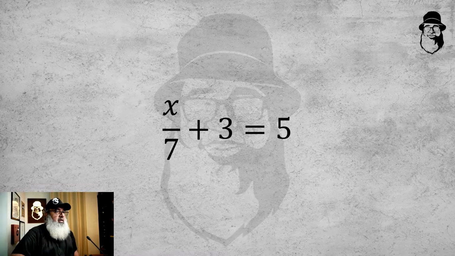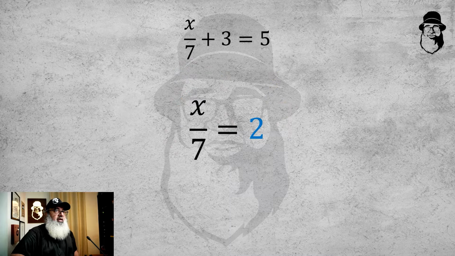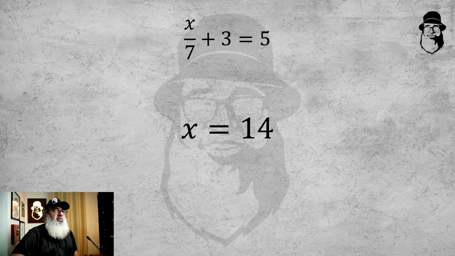Similarly, here we see that the left hand side is basically the addition of two things. So we remove the 3 by taking 3 from both sides. Now we have x over 7 is equal to 2. And now we see the left hand side as division, x divided by 7. So we remove the 7 by multiplying both sides by 7 to get x is equal to 14.